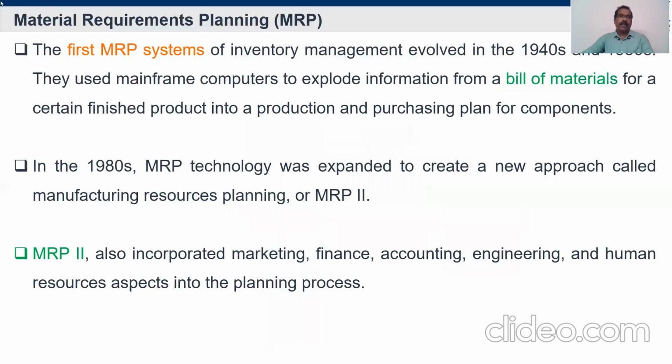Okay, then the first MRP system of inventory management was developed in the 1940s and 1950s. Basically, they used only the bill of materials to plan the production, plan the purchase, and order the components for the company or organization to do the production. But in the 1980s, MRP technology expanded as MRP2. MRP2 in the sense, not material requirement planning 2, it is manufacturing resource planning. Okay, manufacturing resource planning is called MRP2.